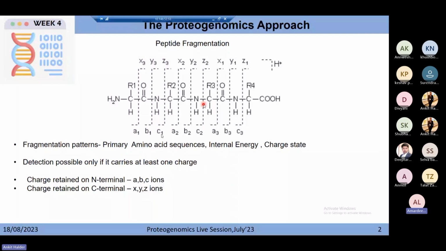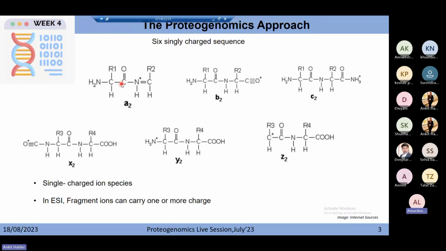If the charge is retained on the N terminal side, the fragments are known as the a, b, c ions, whereas the charge retained on the C terminal side gives the x, y, z ions. That's how the nomenclature came. In this fragmentation pattern, y and b will come as a pair. Similarly x and a, and z and c, should come as a pair whenever a fragmentation happens. This is how the structure of a singly charged sequence would look.